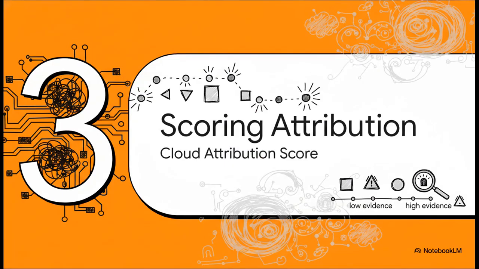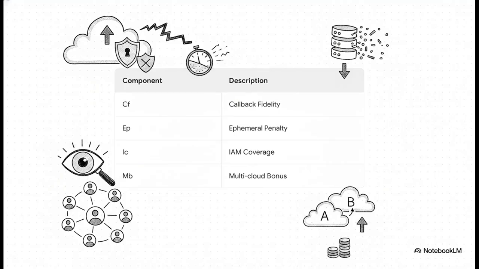All right, moving right along to Part 3, scoring cloud attribution. Okay, so obviously it's not enough to just blindly scatter these traps everywhere. We need a structured mathematical way to actually score the quality of the breadcrumbs an attacker leaves behind when they trip one of these alarms. Basically, we need to know, is this evidence actually good enough to pinpoint the culprit? That is exactly where the Cloud Attribution Score, or CAS, comes into play.